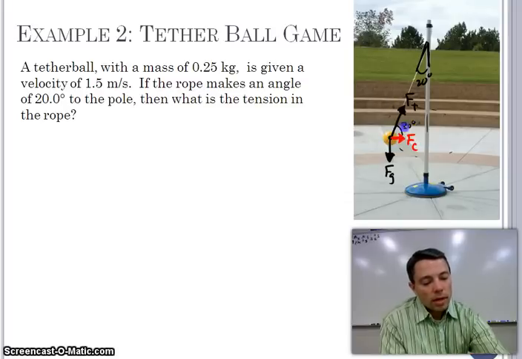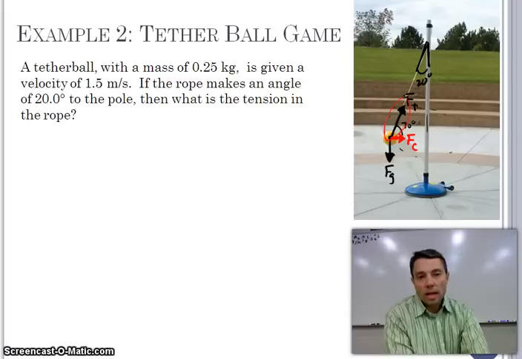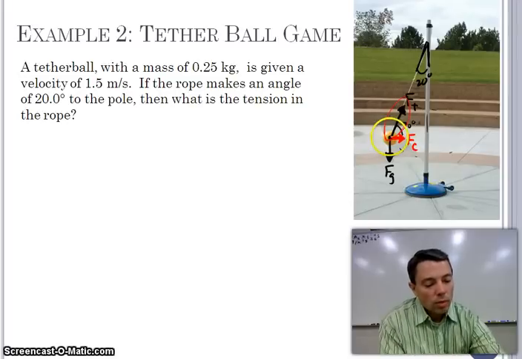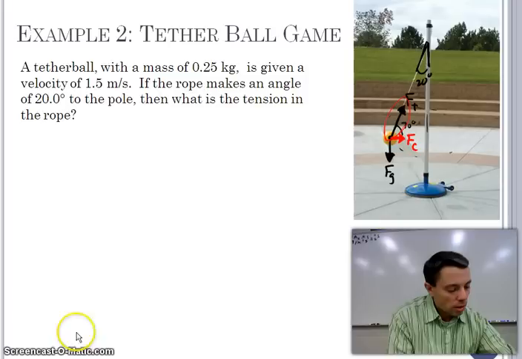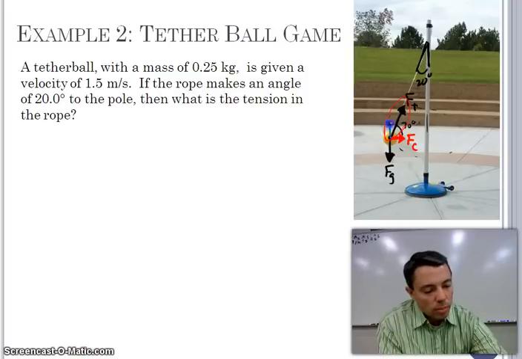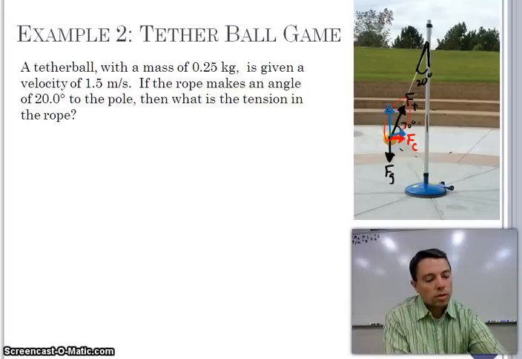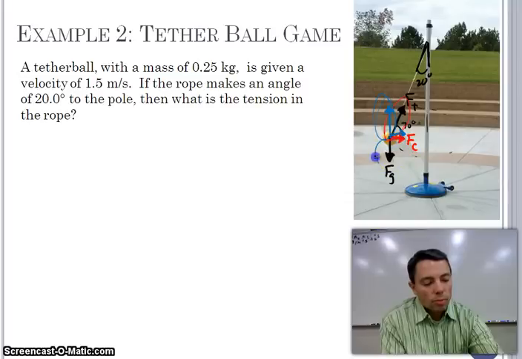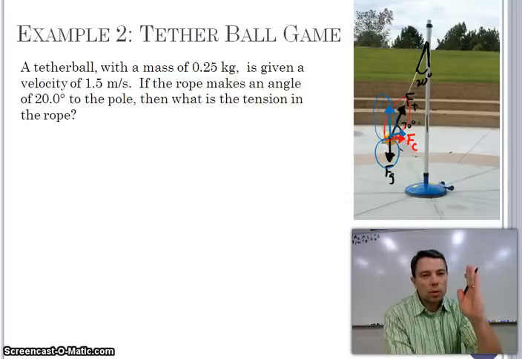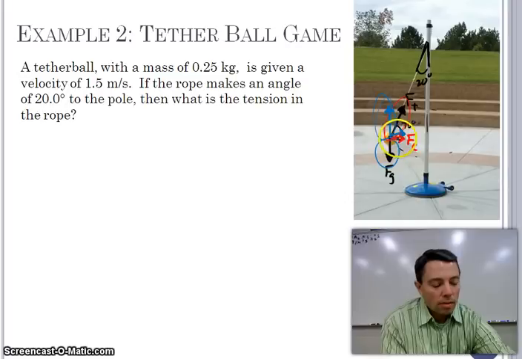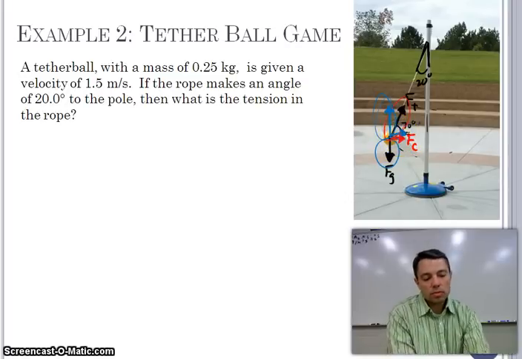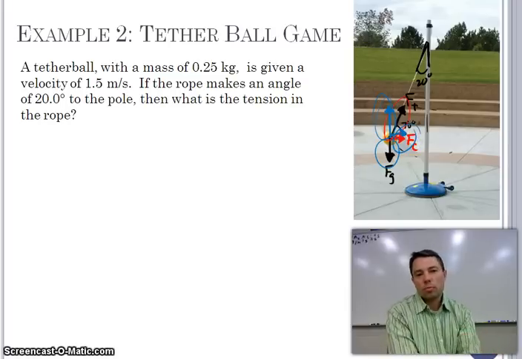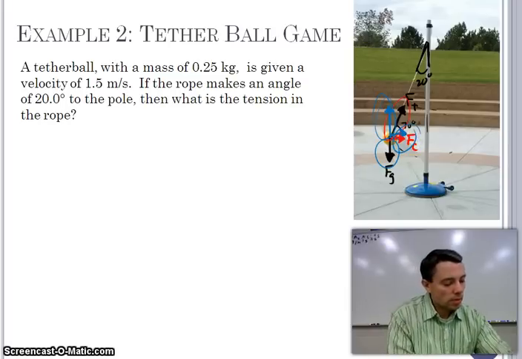Now, my tensional force is at an angle. So if it's not on my XY axis, I want to look at this and say, maybe this can be split up into component vectors. If it is split up into component vectors, the vertical component is going to be equal to the weight, and then we have the X direction vector. The X component of the rope's tension is going to be equal to my centripetal force. That's how I'm going to set this problem up.